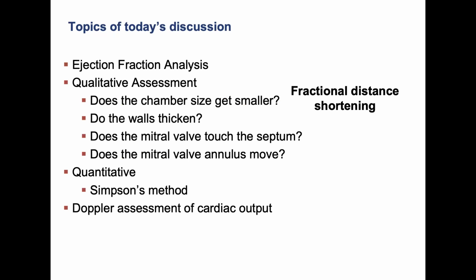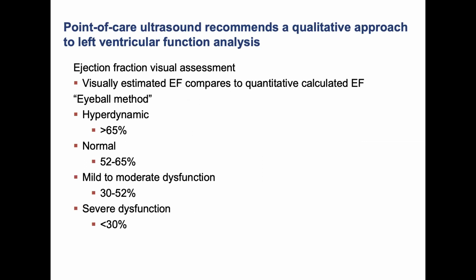So does the chamber size get smaller? We'll talk a little bit about fractional distance shortening. Do the walls thicken? We'll just look at the walls and assess if they're thickening. Does the mitral valve touch the septum? We will talk about EPSS, or E-point septal separation. And does the mitral valve annulus move? We'll talk about MAPSE, or mitral annular plane systolic excursion. We'll briefly review the quantitative assessment of ejection fraction, which is Simpson's method, and we'll end with talking about Doppler assessment of cardiac output.